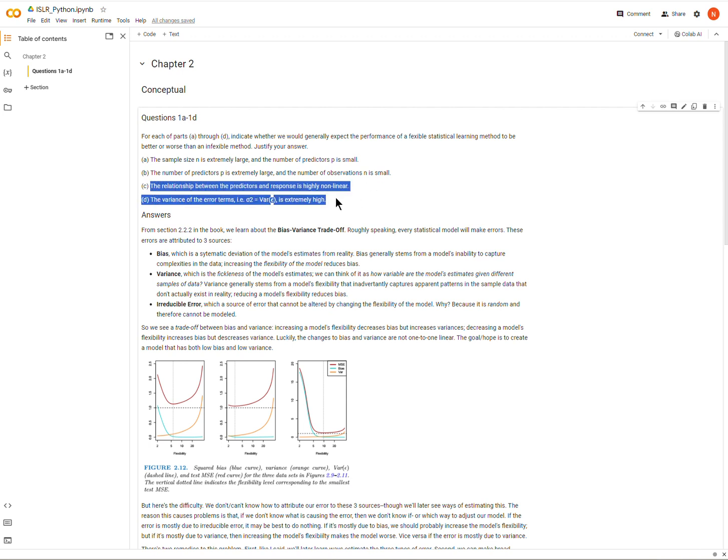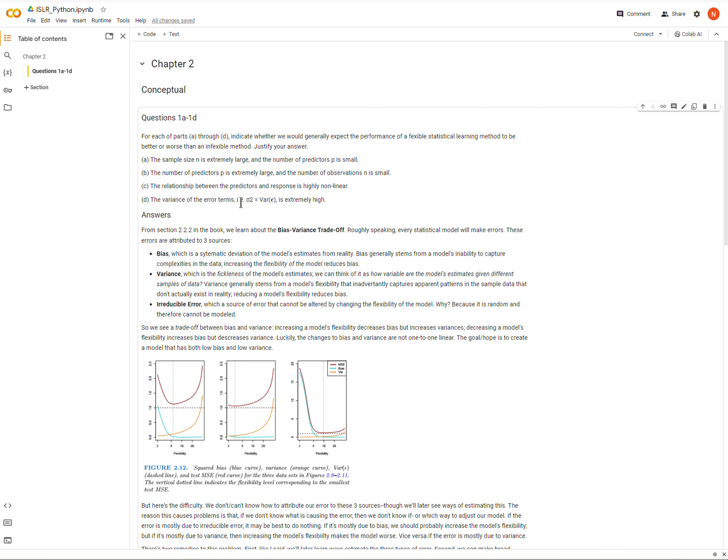Okay, now C and D, these are kind of obverses of one another. So we're describing a relationship between the predictors and the response variable as being highly nonlinear. In other words, very complex. Okay, so by complex, I'm being cued off to that by the highly nonlinear relationship. So when we have a complex relationship between predictors and response, we need more terms in the model, more predictors to be able to predict all of these weird relationships that are causing this nonlinear relationship. So here, a complex model or a flexible model, all else being equal, should do better than an inflexible model.